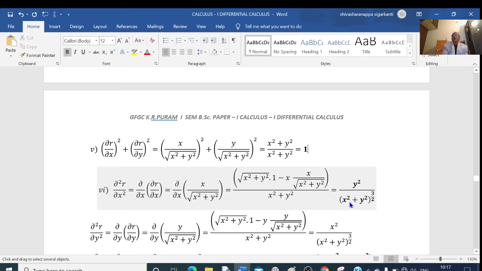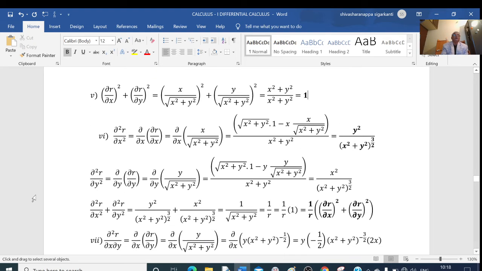I am getting (x² + y²)^(3/2). This is our ∂²r/∂x². Then ∂²r/∂y². ∂²r/∂y² is equal to ∂/∂y of ∂r/∂y. Already we have ∂r/∂y, this is y by √(x² + y²).